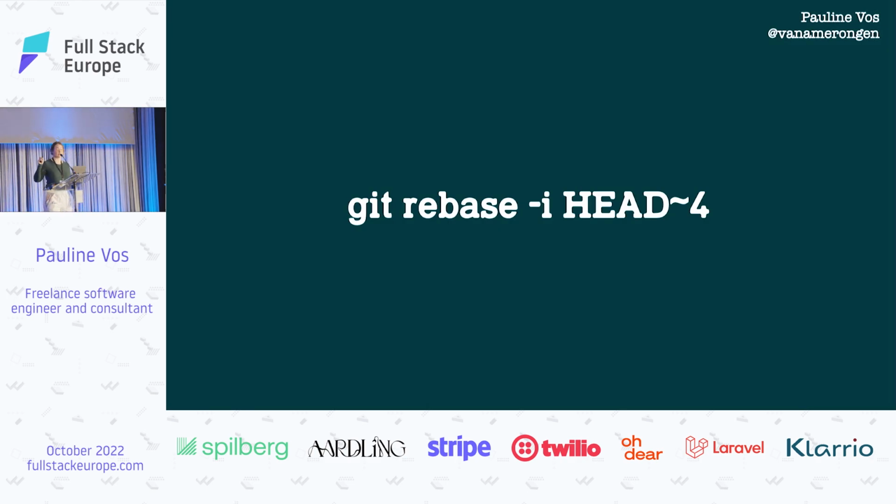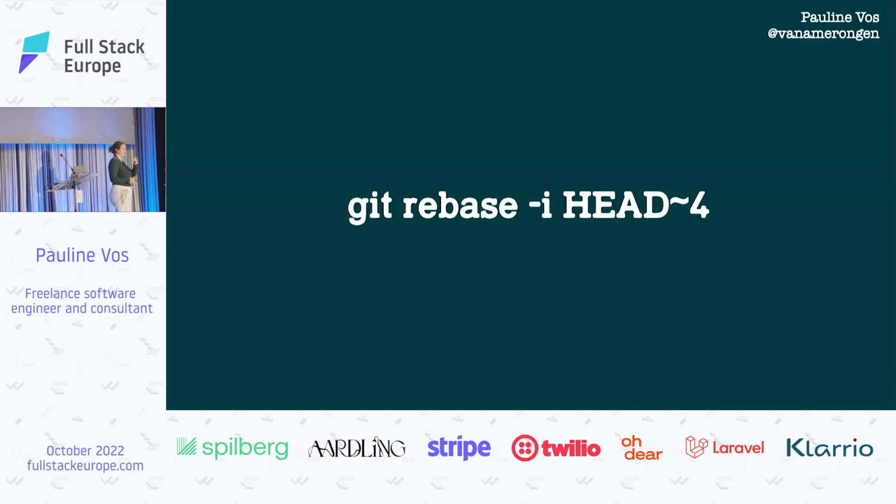So if you want to interactively rebase onto your own branch, because I think a lot of people know rebasing from basing your branch onto another branch, right? But interactive rebase is especially powerful if you do it onto your own branch, like this. So just git rebase, and then the interactive flag, and then head ~4.